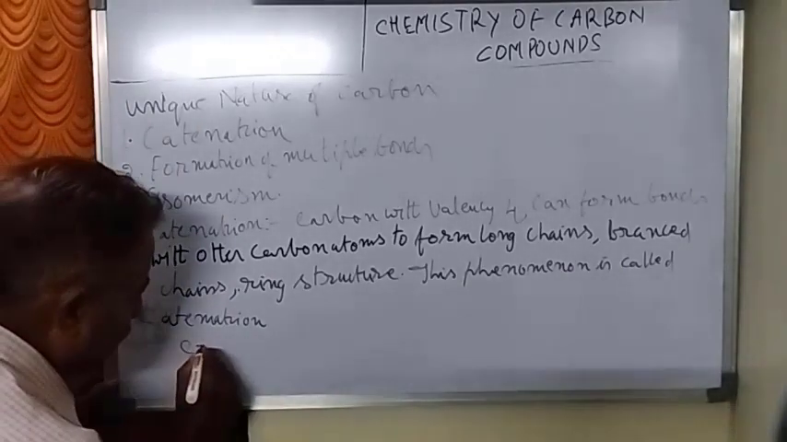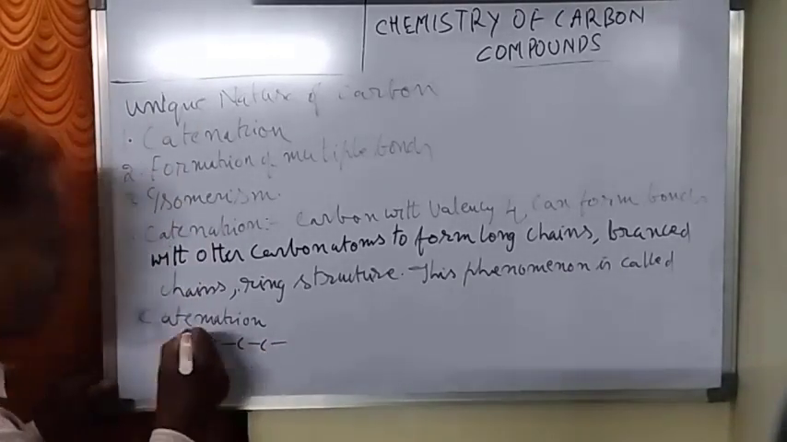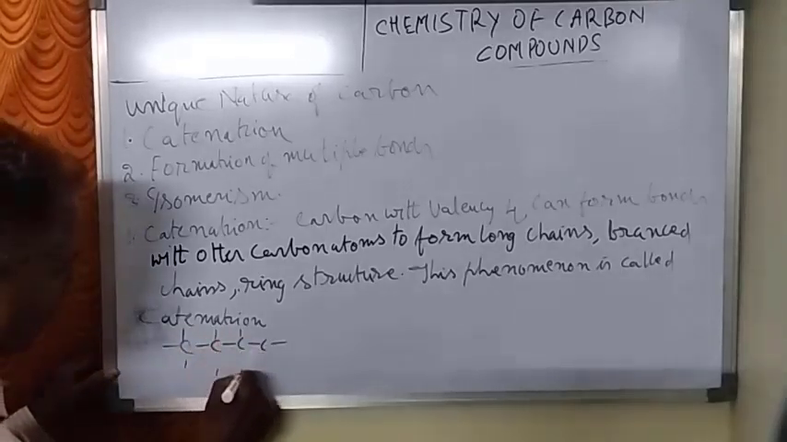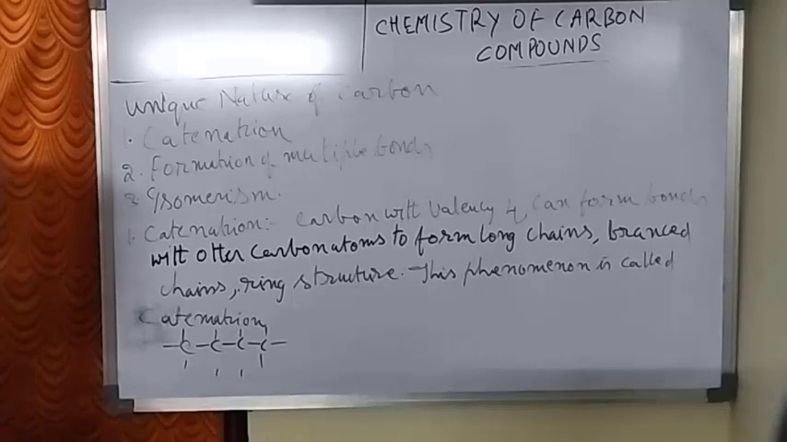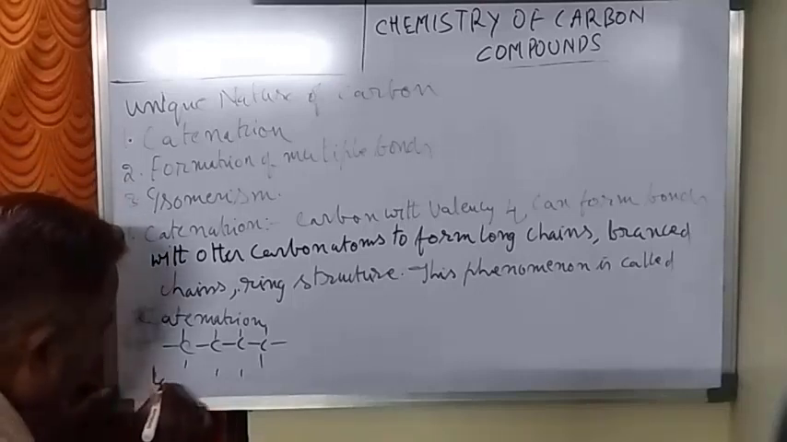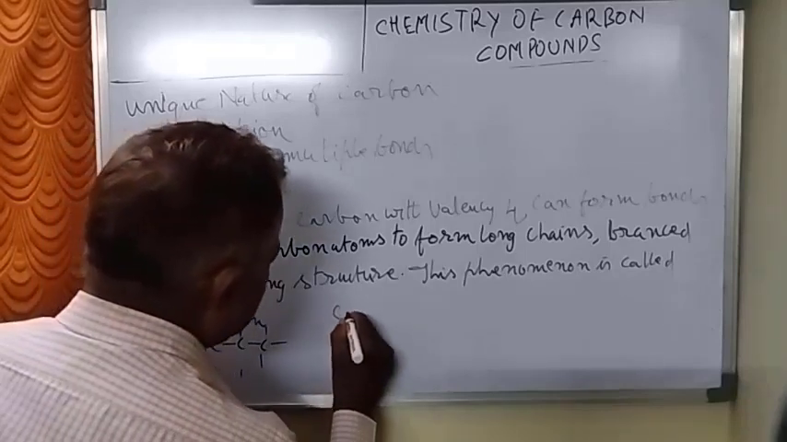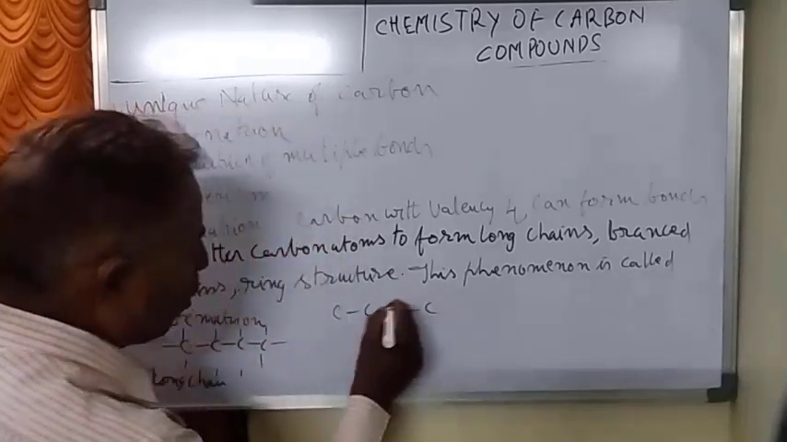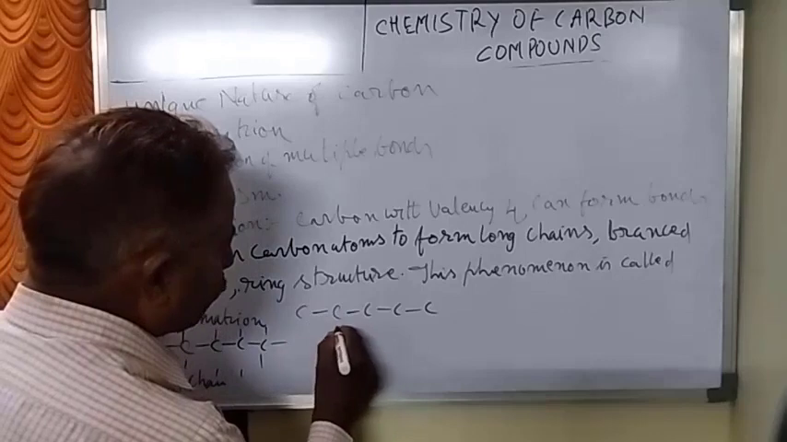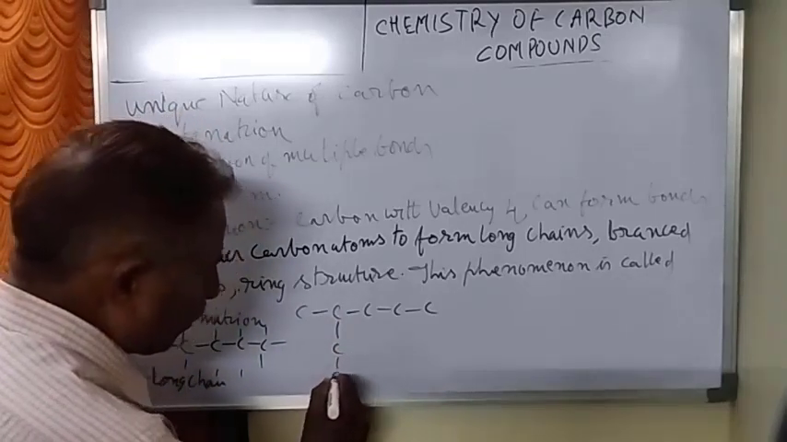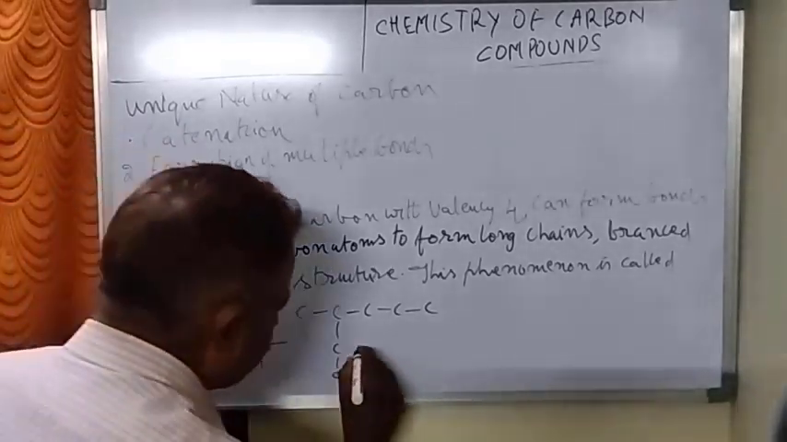Now, long chains. This is a long chain. Of course the valencies, the bonds, are connected with hydrogen and other atoms. Branched chains. See, this is a long chain. In the middle of the long chain, one or more branches may be present. So these are branched structures.